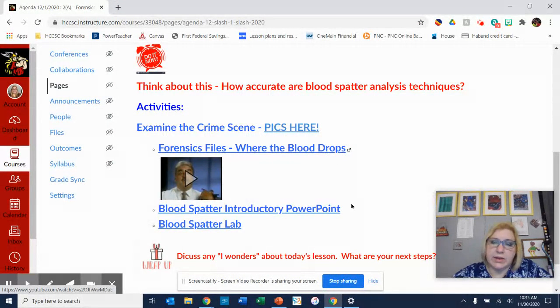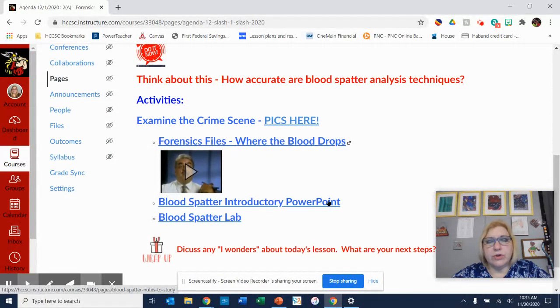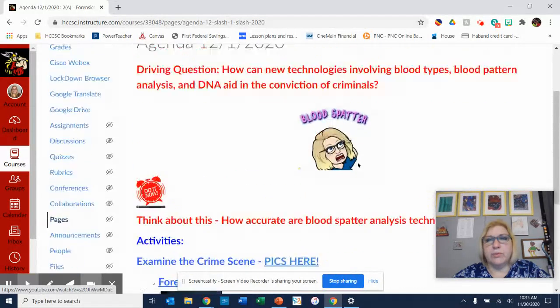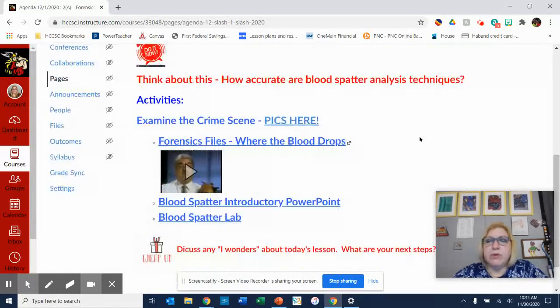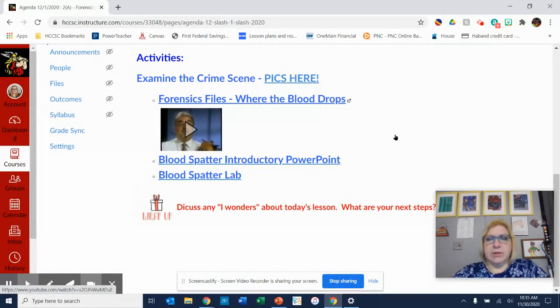And then after that, in second and sixth period, since we're a little bit ahead, we're going to start talking about blood spatter. So the three things we can use blood for: blood types, blood pattern analysis, and DNA. And we're going to work on blood pattern analysis now since we're finished with blood types. If you have any question about blood types, be sure to send me an email and I'll help you because that is kind of confusing. That game that we played yesterday really helps.